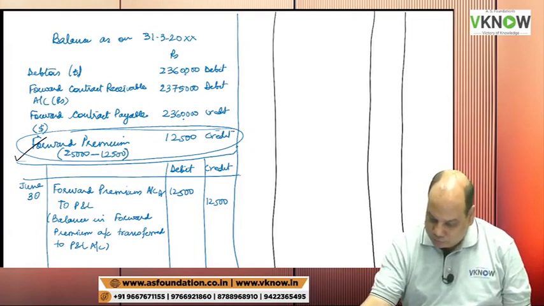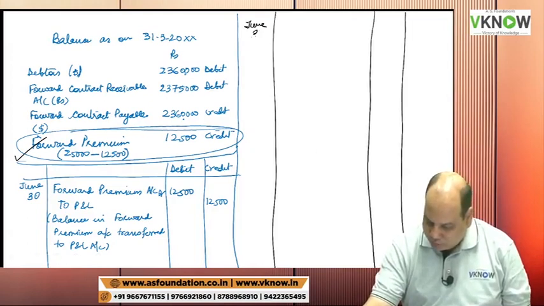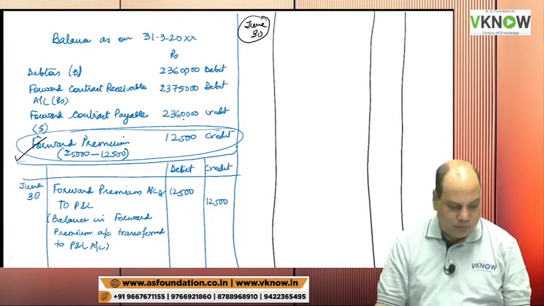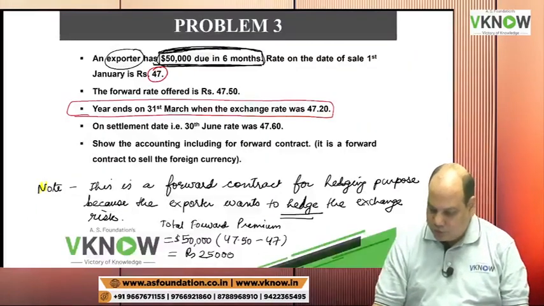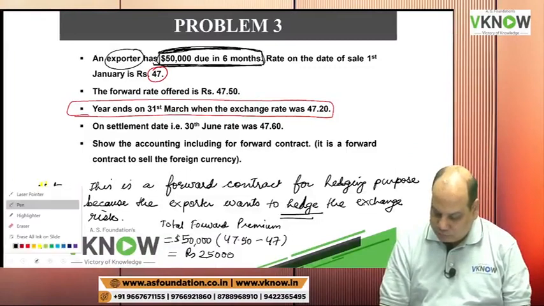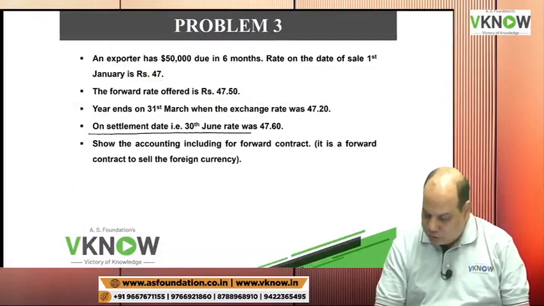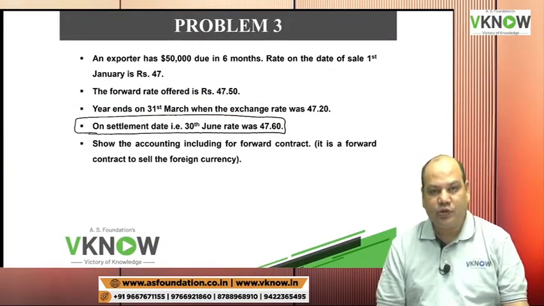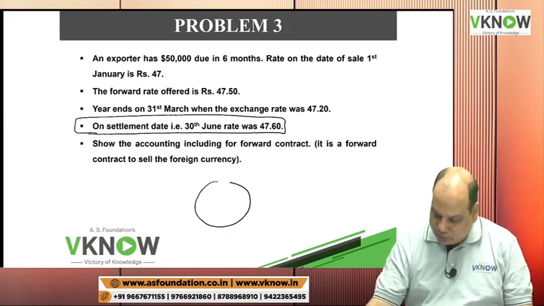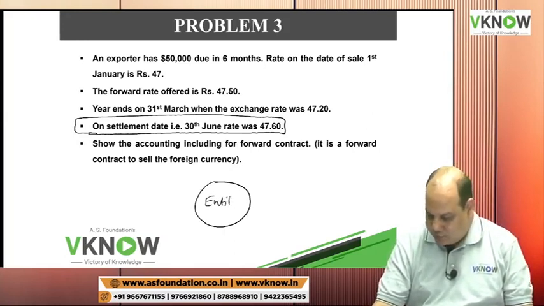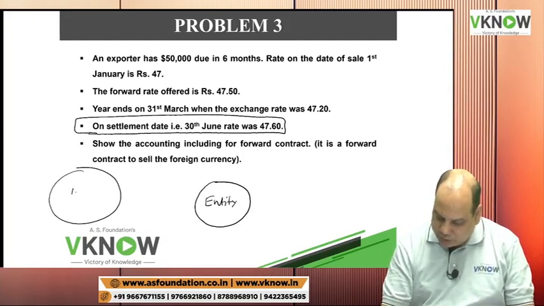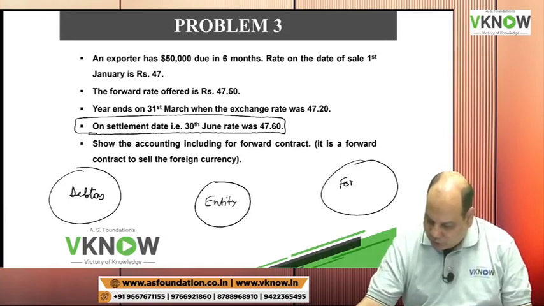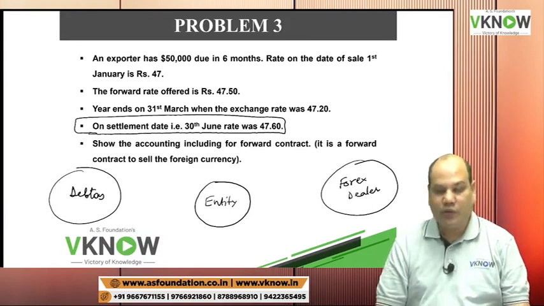Now we'll come to same June 30. June 30 date column. Now come back to your question first. On the question, if you see, on 30th June, the rate was 47.60. Now understand what will happen. This is the entity. This is the data of the entity. On the screen, understand. And this is this forex dealer.